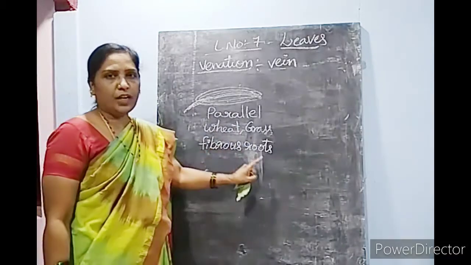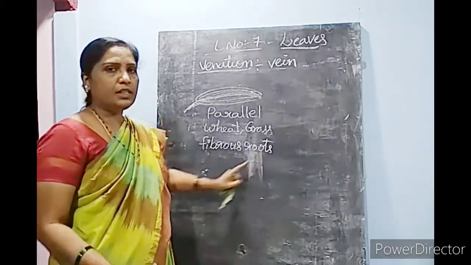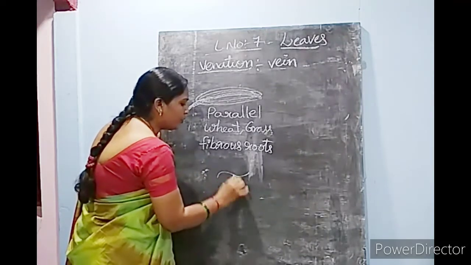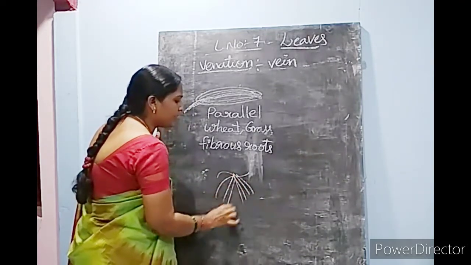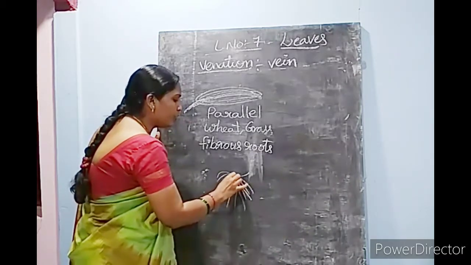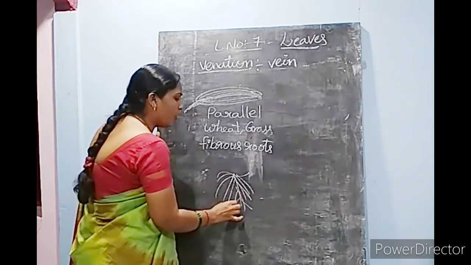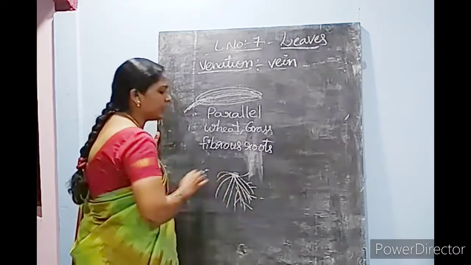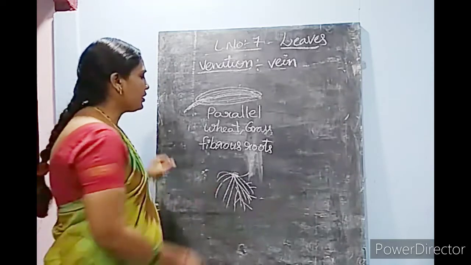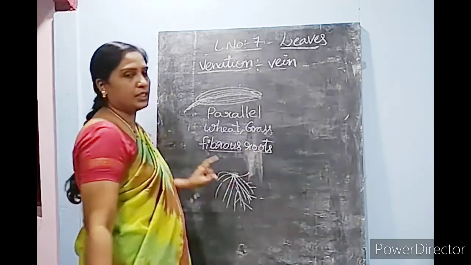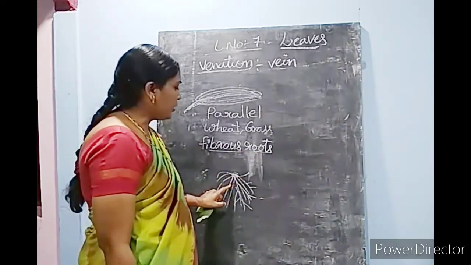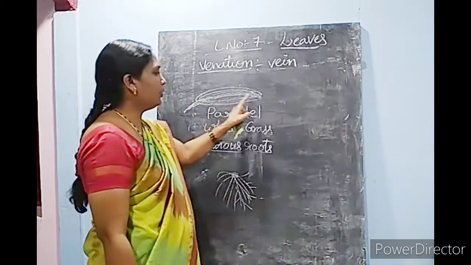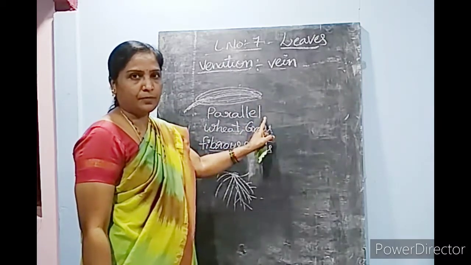What's the meaning of fibrous roots? This we will see again in tomorrow's class. The roots which arise from the same place. There is no particular main root. All the roots will grow in the same size, and from the same region they will arise. Such roots are called fibrous roots. So the plants which have fibrous roots will show parallel venation.